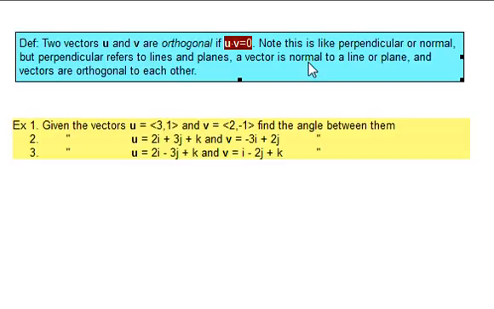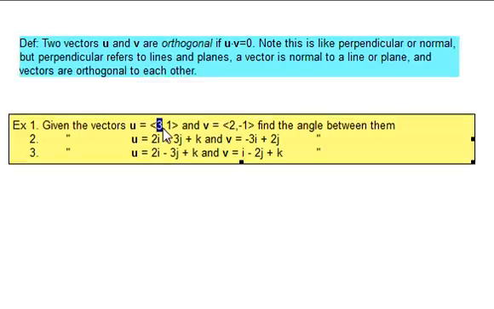fans. But that's that. It's like perpendicular or normal, if you ever heard of one line being normal to a plane or something like that. That's another word like perpendicular. Perpendicular refers to lines and planes. A vector could be normal to a line or normal to a plane, but vectors are orthogonal to each other. Now you got it. Okay, so here's a couple examples.